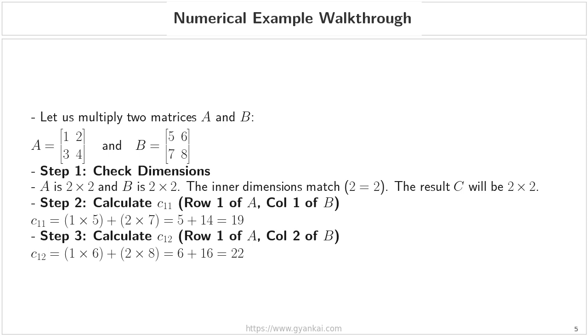In step 3, we find the element in the first row and second column, C12. We use the first row of matrix A and the second column of matrix B.